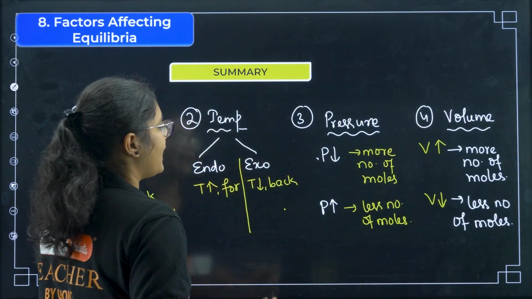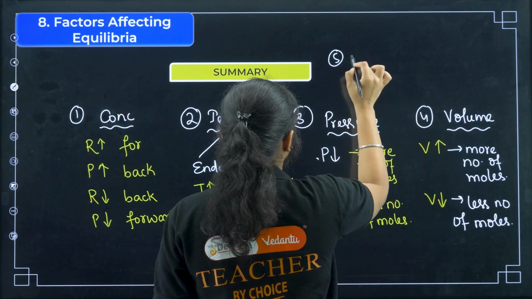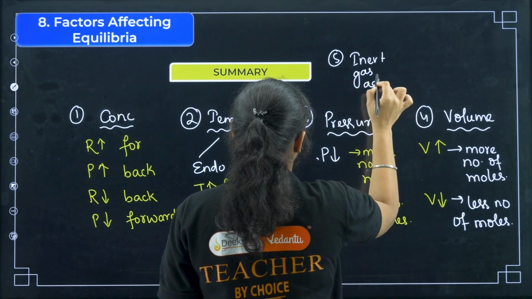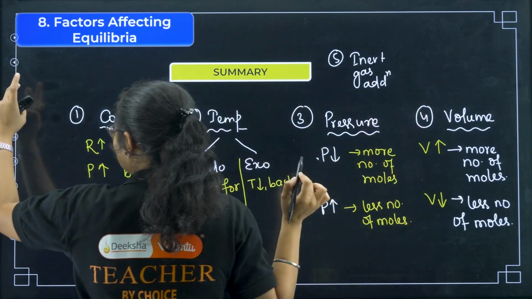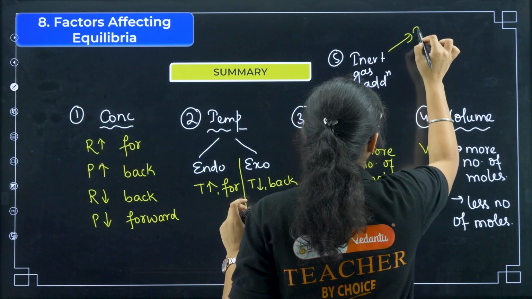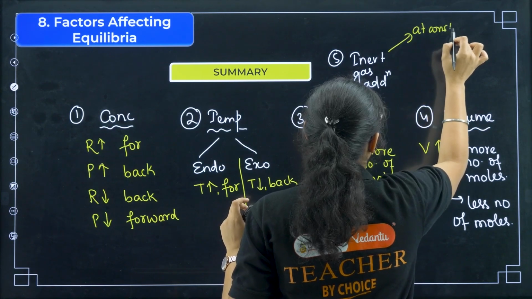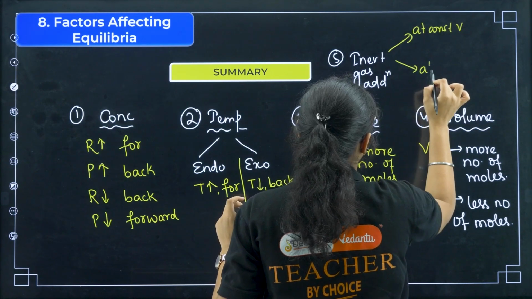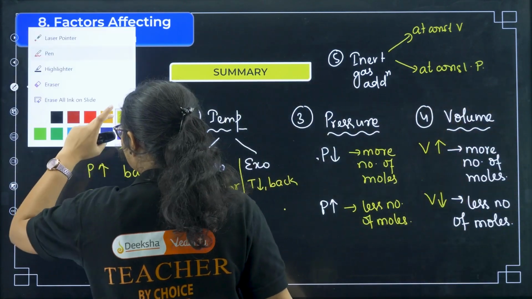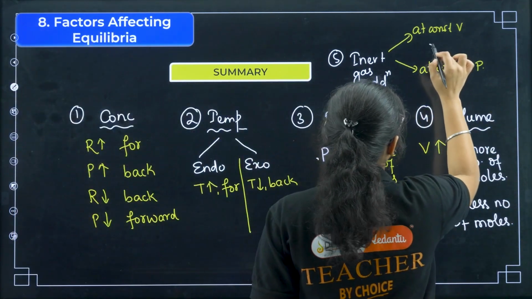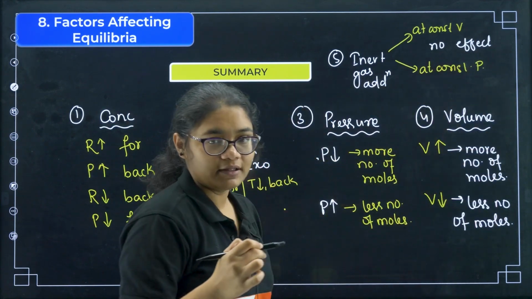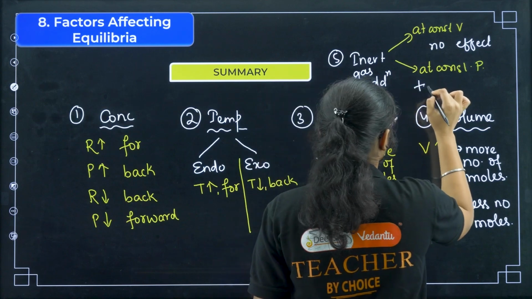Clear? And next, the fifth one is inert gas addition. For inert gas addition, you have two cases, right? One is at constant volume and another is at constant pressure. If it is at constant volume, then there is no change. And if it is at constant pressure, that means it will go towards more number of moles.